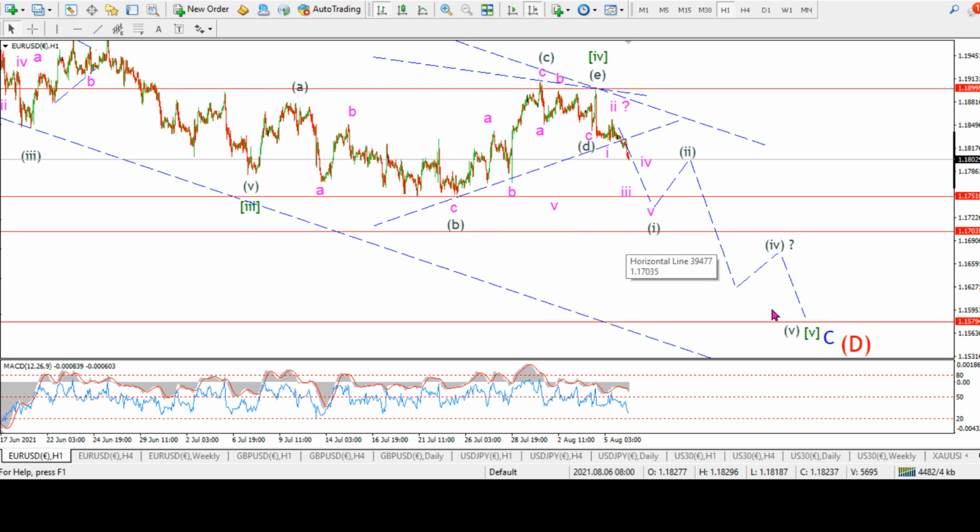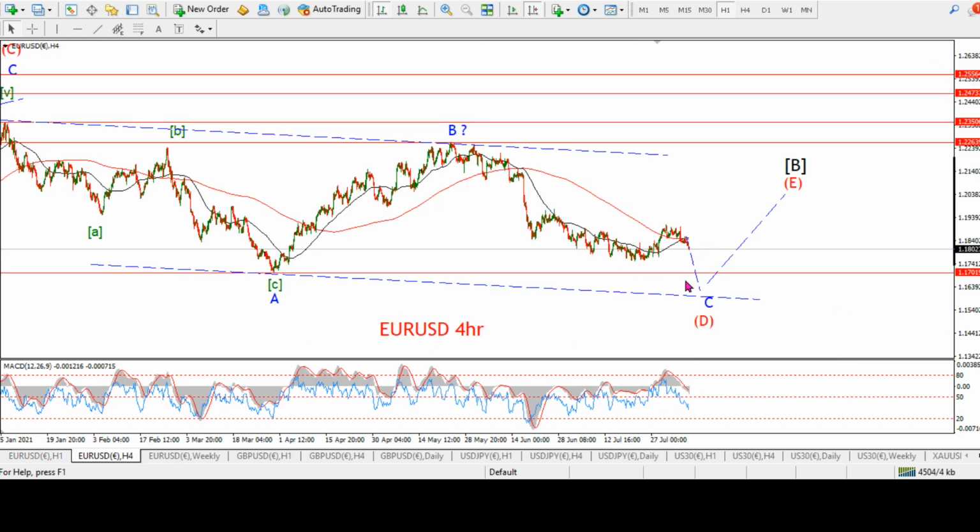Okay. 5 waves down. Let's see. I don't expect a whole lot more in this pattern before we start rallying again into wave E. So this wave E would be a large three-wave pattern higher, and that would probably begin next week. Once we get a break of that 117 low, then we would start looking higher in wave E.